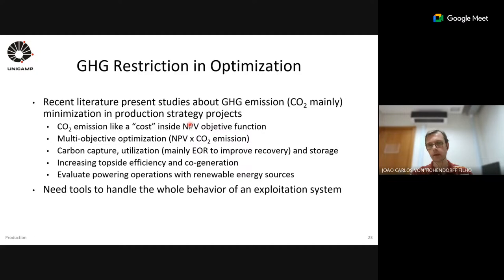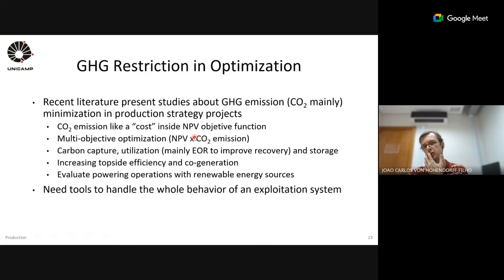Another possibility is to use a multi-objective optimization. When you optimize, considering maximization of net present value and minimization of CO2 emission, it's one technique to try to obtain a decision. How is the best decision in terms of net present value and CO2 together? Okay.